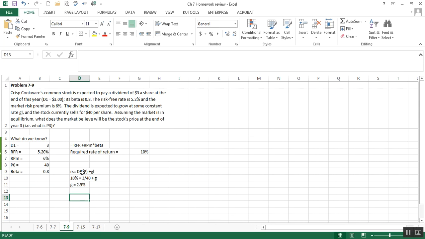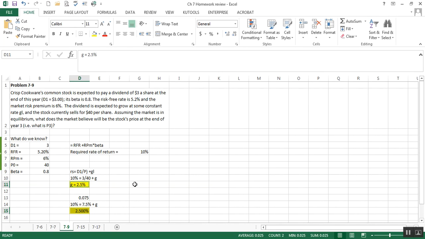So 10% equals 3 divided by 40 is 0.75. So 10% equals 7.5% plus G. So 10% minus 7.5% is how we got the 2.5% growth rate. All right, now let's solve for P3.